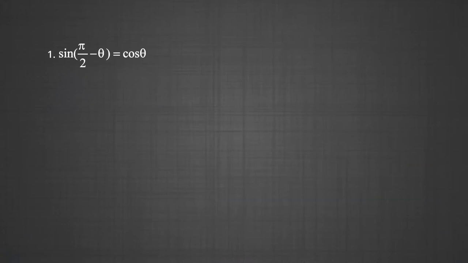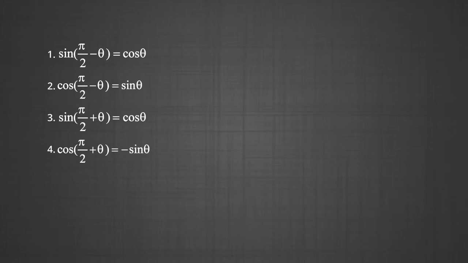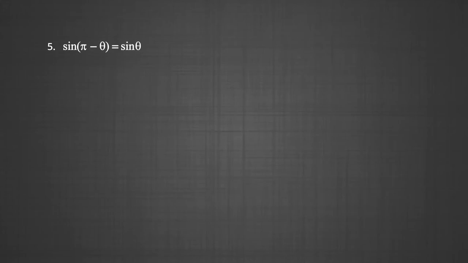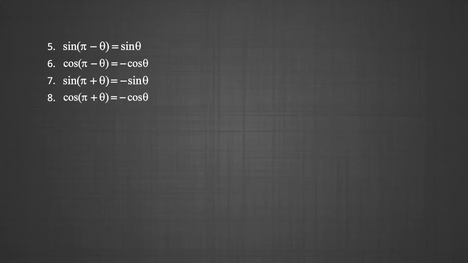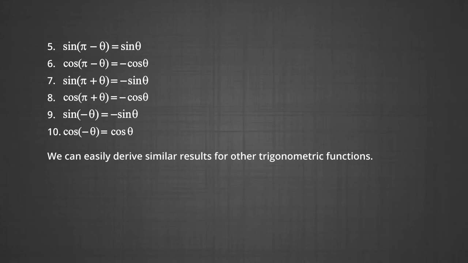These are sine of pi by 2 minus theta is equal to cos theta, cos of pi by 2 minus theta is equal to sin theta, sin of pi by 2 plus theta is equal to cos theta, cos of pi by 2 plus theta is minus sin theta. Now, sin of pi minus theta is sin theta, cos of pi minus theta is minus cos theta, sin of pi plus theta is equal to minus sin theta, cos of pi plus theta is minus cos theta, sin of minus theta is minus sin theta, and cos of minus theta is cos theta only. We can easily derive similar results for other trigonometric functions.